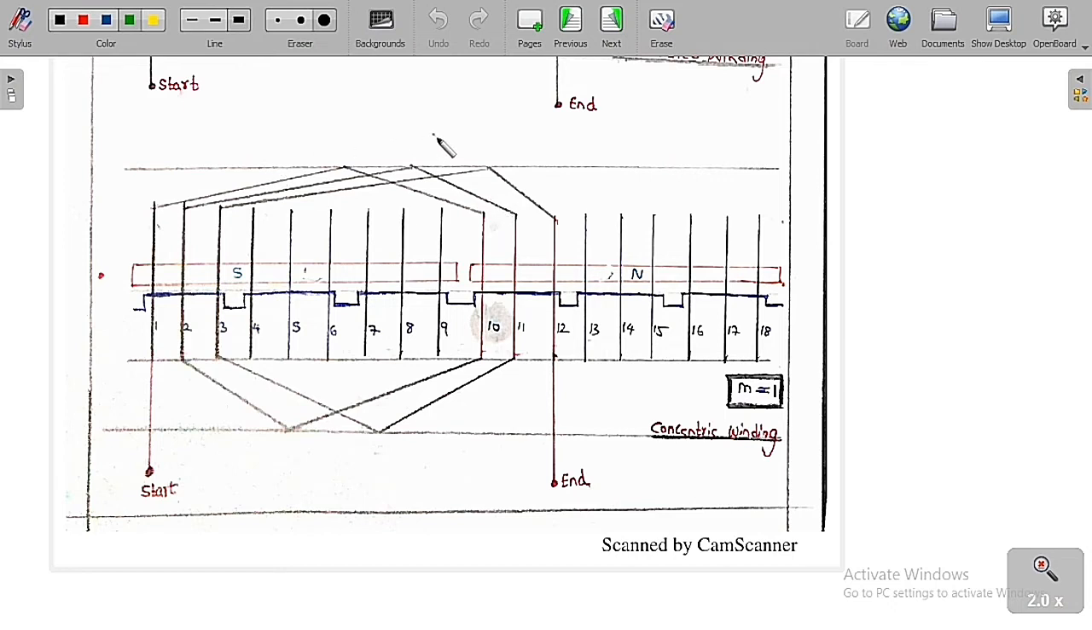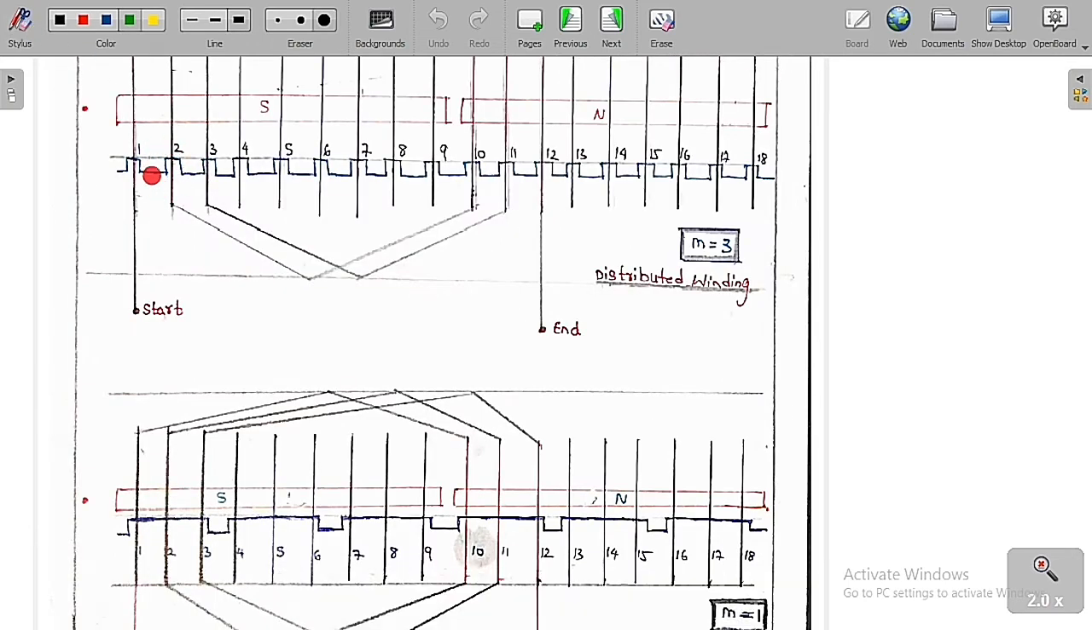Whereas in the previous case, all these coil sides are kept in three different slots, so it is said to be a distributed winding. You can see clearly here, I kept all the coil sides in different slots, so it is distributed winding. If I keep all the coil sides in one single slot, it is concentric winding. This is a very important point that you always need to understand. For a given coil, if you keep all the coil sides in one single slot, it is concentric winding. Otherwise, if you keep the coil sides in different slots, it is distributed winding.